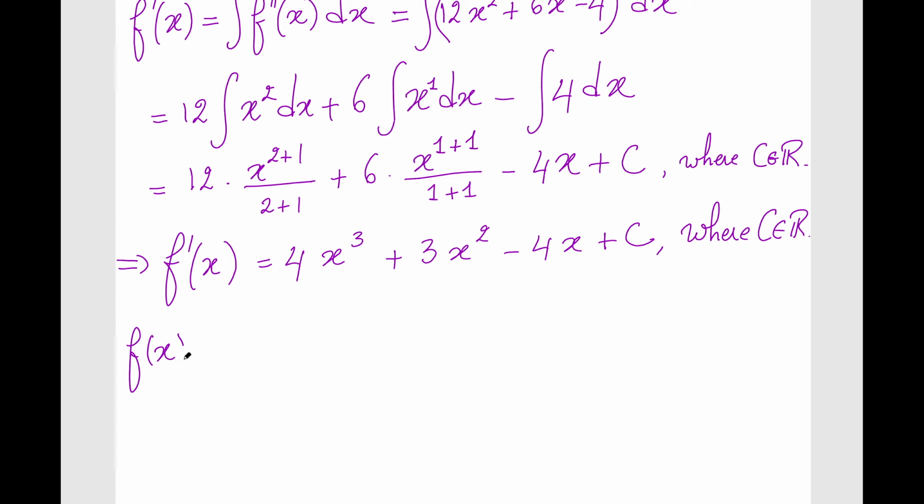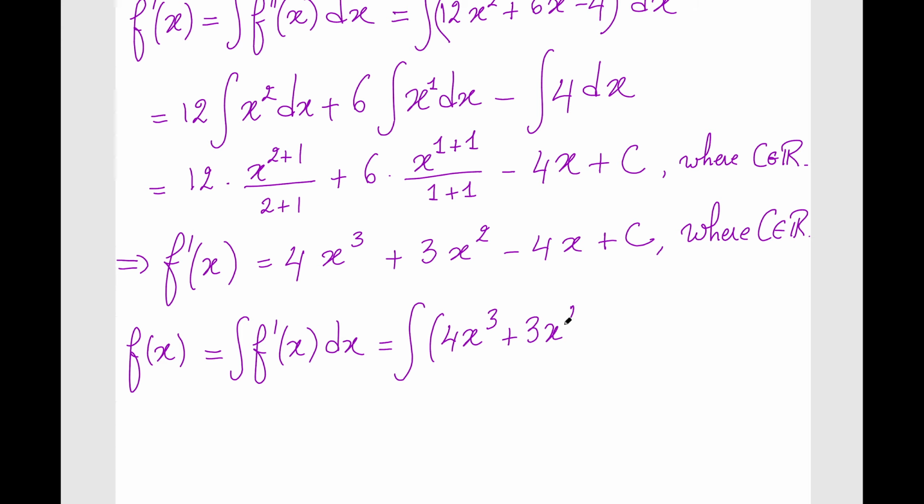F of x, again, plus a constant, is the primitive of f prime of x. We're not writing that constant here because, again, we're going to pile them up at the end of the day like we used to do here. This is equal to the primitive of 4x cubed plus 3x squared minus 4x plus that constant c dx. What did I do here? I mean, look, f prime is all this polynomial, right? I just replaced what f prime is.